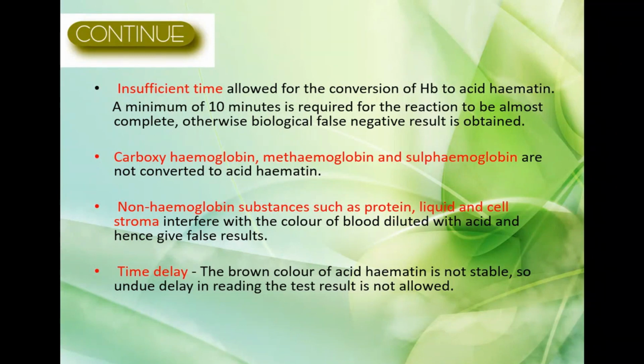If the brown color of acid hematin is not stable, undue delay in reading the test results is not allowed. If acid hematin is not stable, we definitely won't go for estimation of hemoglobin using that method. That means there is something wrong in the method while performing it, so you have to test it again. The hemoglobin will be tested again.